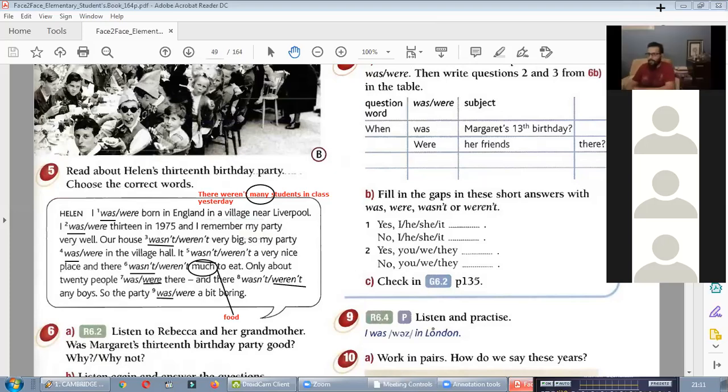Okay, so Hannah, can you read the whole story from the beginning, please? Can you read from I was. Okay. I was born in England in a village near Liverpool. I was 13 in 1975, and I remember my birthday very well. Our house wasn't very big, so my birthday wasn't very nice place, and there wasn't much to eat.